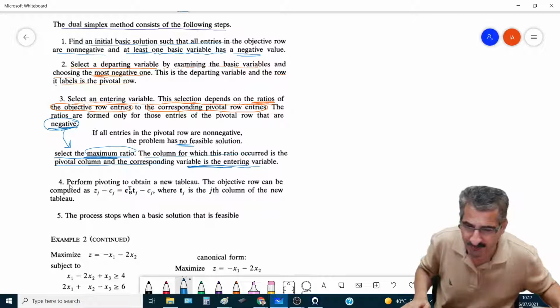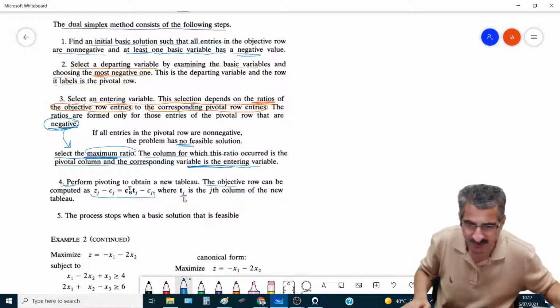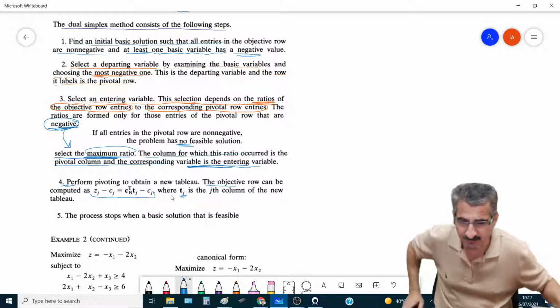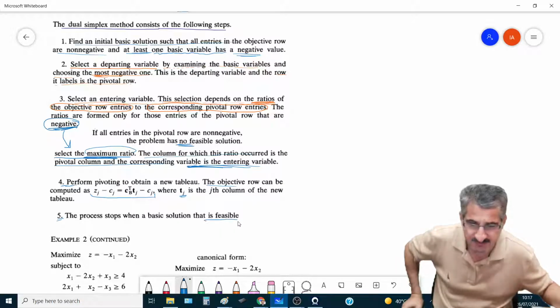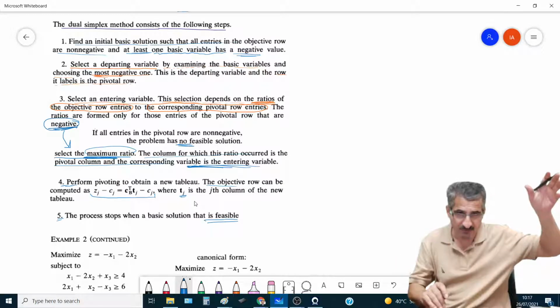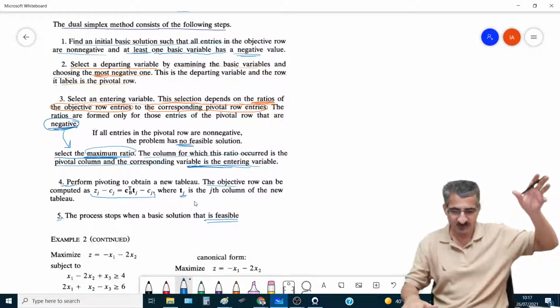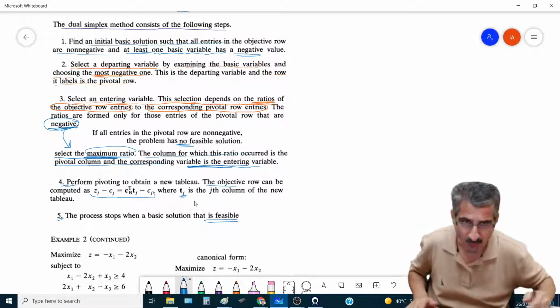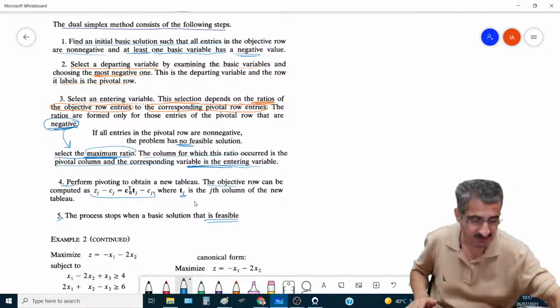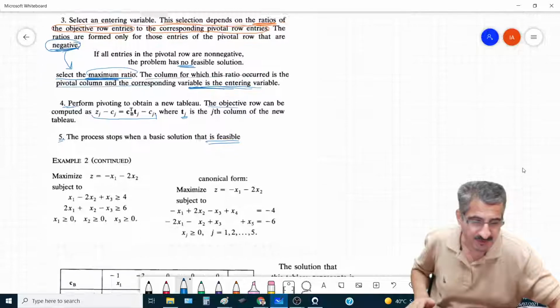Now perform the pivoting. For the new tableau, the objective row can be computed as we used to, where Tj is the j-th column of the new table. Now step 5: stop the process when the basic solution is feasible, which means the entries in the right column are all positive. Now we go back to example 2.